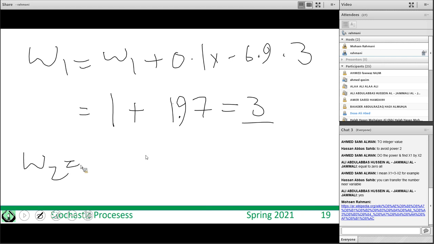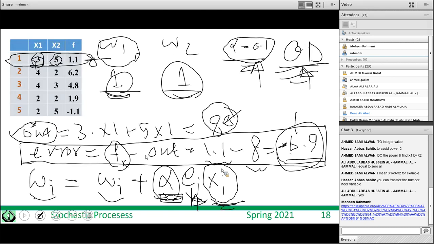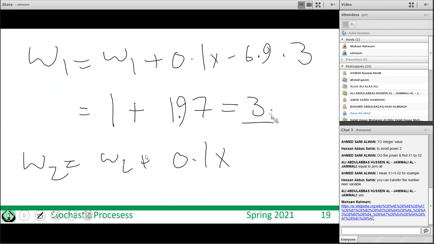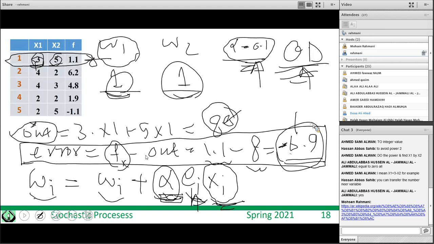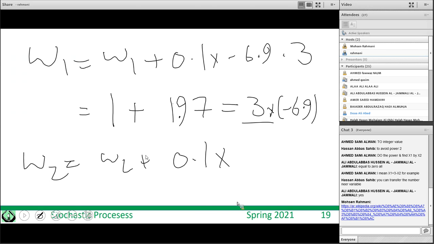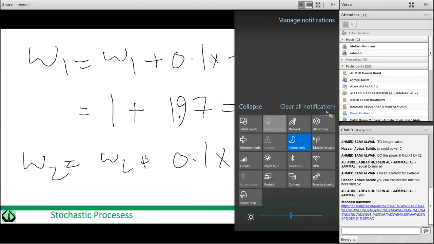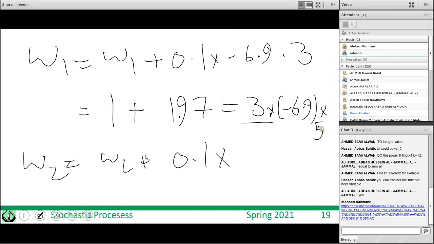I do the same for W2. W2 is W2 plus 0.1 times the error, which is minus 6.9, times X_i, which here is 5. If I calculate this, I can, excuse me.